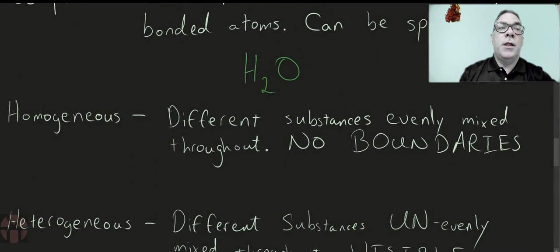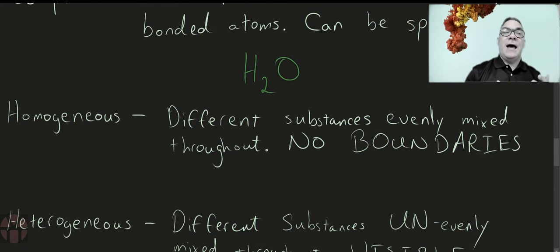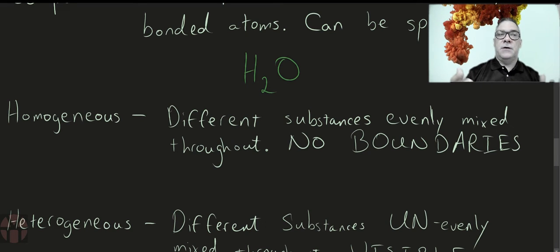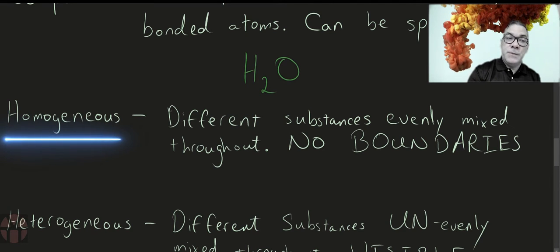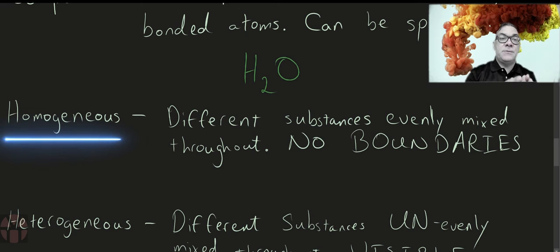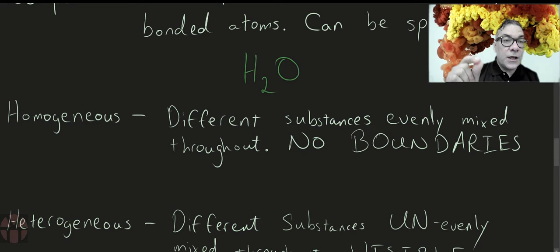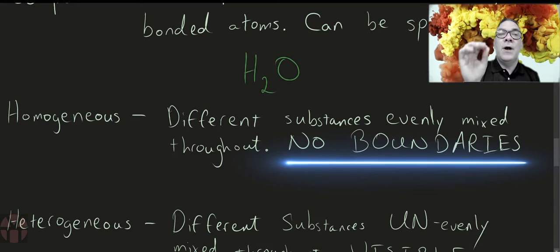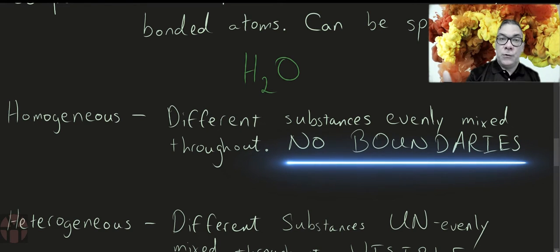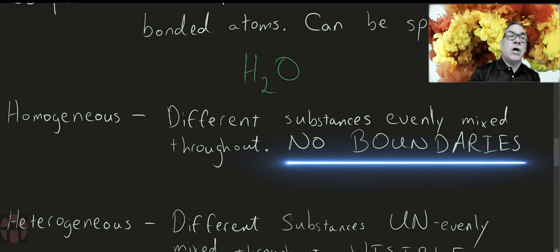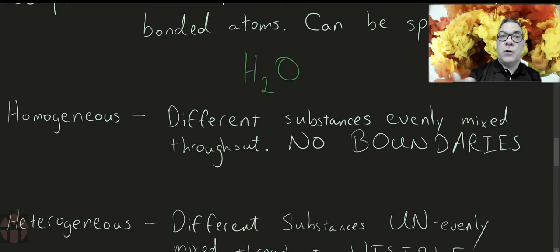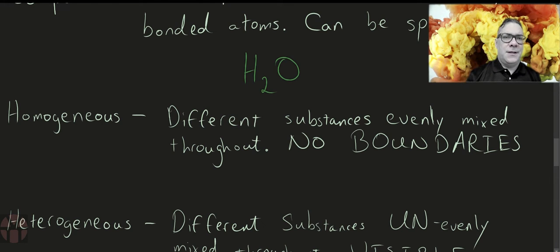Now, another possibility is that if we have mixtures, there are 2 types of mixtures. You have homogeneous mixtures, that's where you have different substances that are evenly mixed throughout. And the big kicker is that there are no visible boundaries. An example of a homogeneous mixture that I always use is cement. How do we make cement?